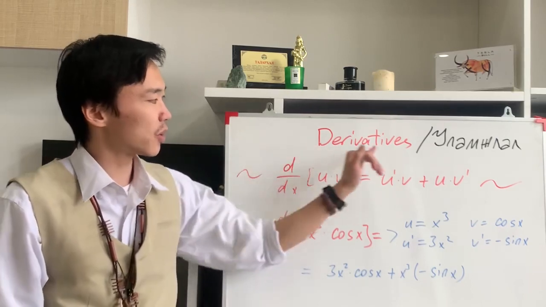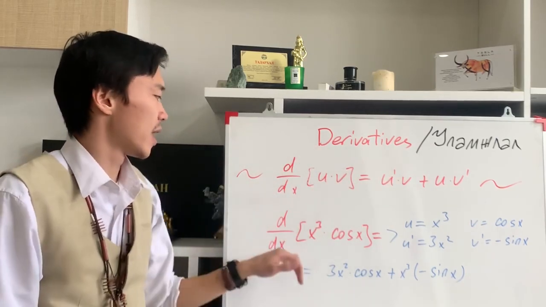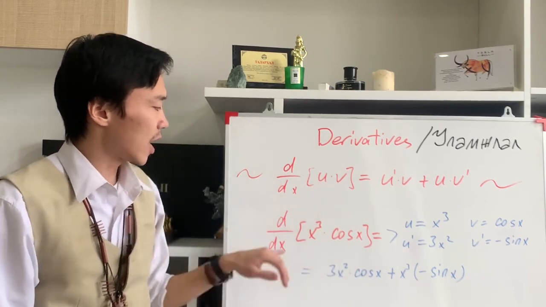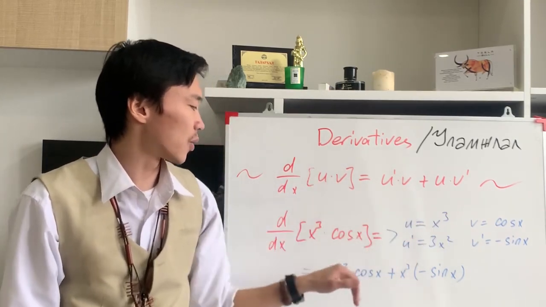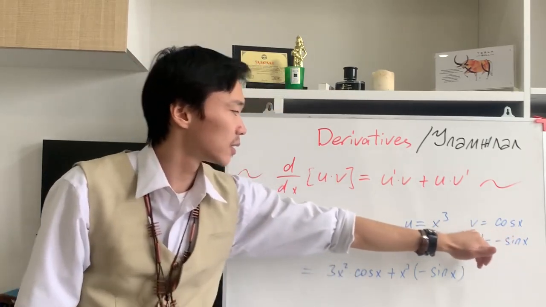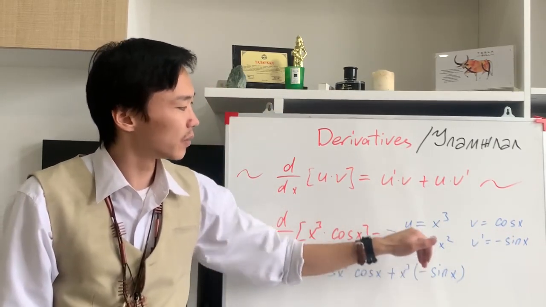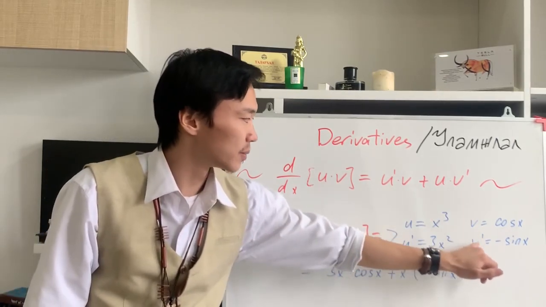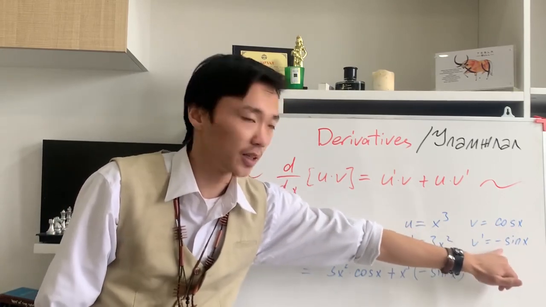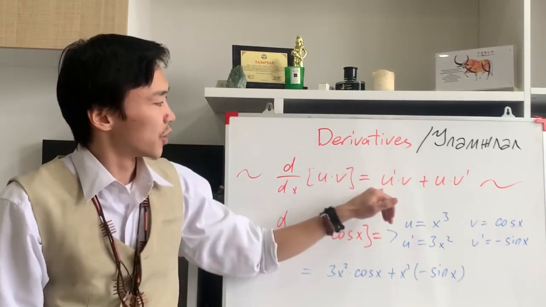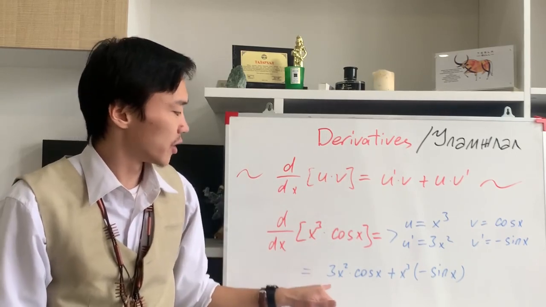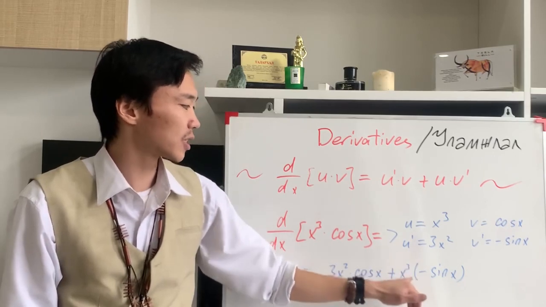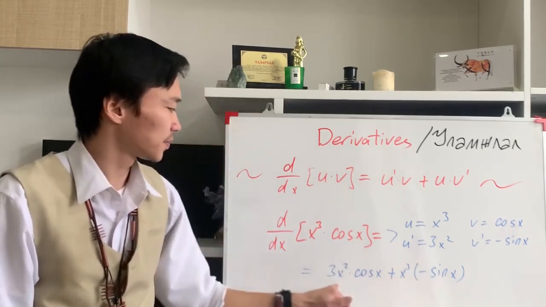So using this formula, let's try to find the derivative of x cubed times cosine x. So our u is x cubed, our v is cosine x. So u prime, the derivative of x cubed is 3x squared. V prime, the derivative of cosine x is negative sine x. So using this formula, it's going to be 3x squared times cosine x plus x cubed times negative sine x.